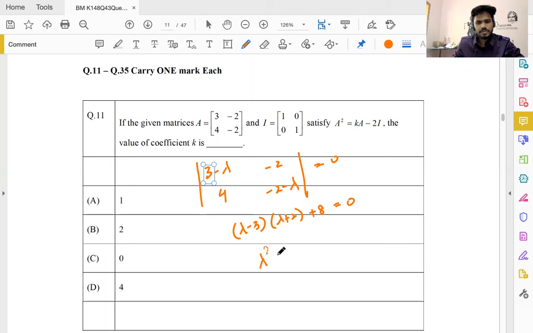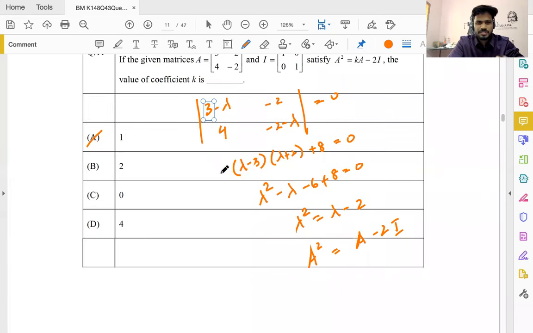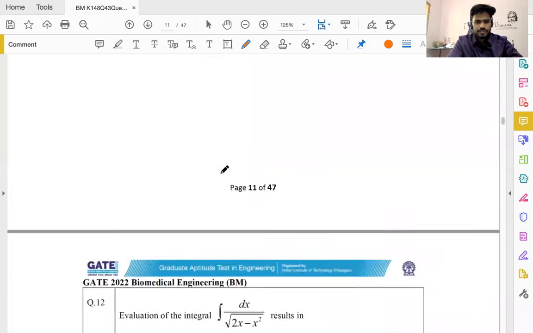So we have lambda square minus 3 lambda plus 2 lambda, that's minus lambda. Then we have a minus 6 plus 8, which is 0. So we have lambda square is lambda minus 2. That means lambda square is lambda minus 2i. That means this term k is 1. A pretty straightforward question, as expected. So not really an issue there.